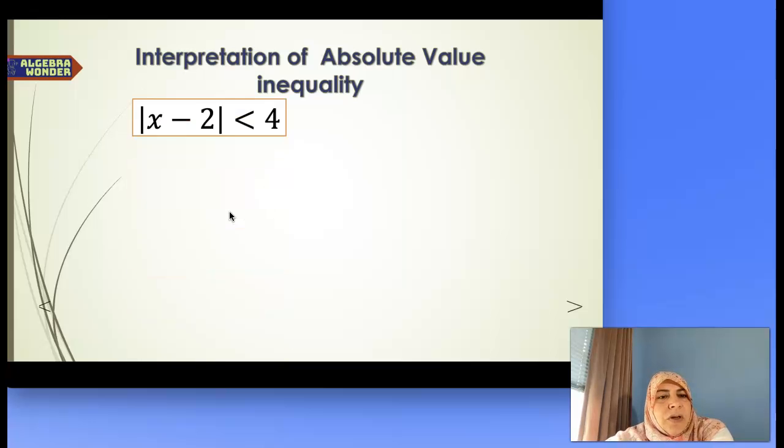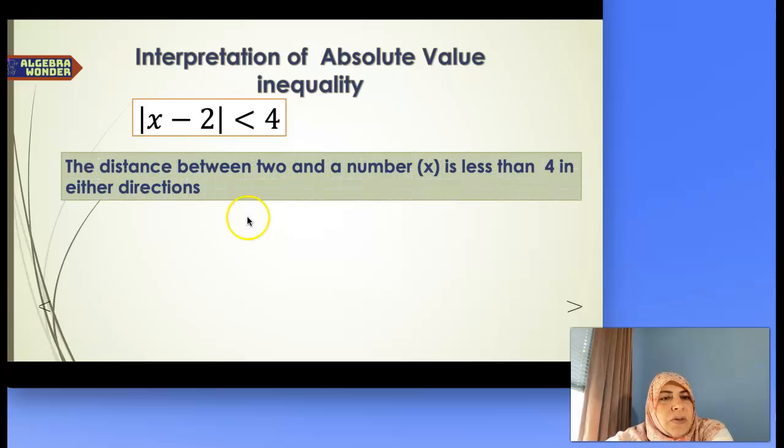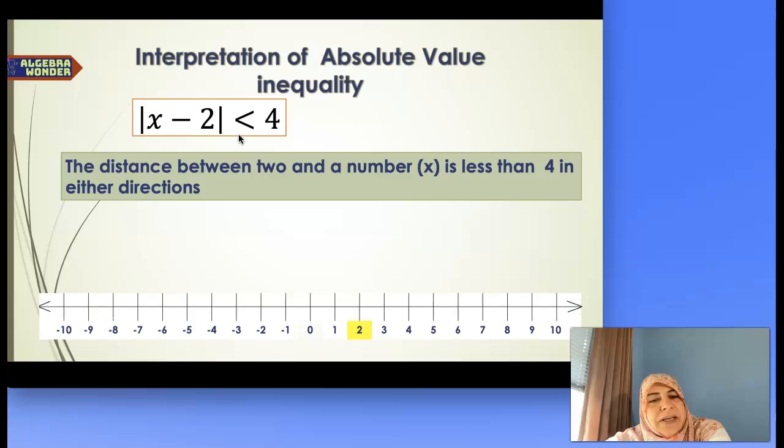Here we go. Absolute value of x minus 2 less than 4. So how can we interpret that? This one is the distance between 2 and the number x is less than 4 in either direction. I'm starting at what this time? Not 0. I'm starting at 2. My distance has to be less than 4. So here we go, 4 units from the 2 to the right. If I have less than 4, it can be 1 unit to the right or 2 units to the right and so on. So it has to be less than 6. The distance can be less than 4 from 2.